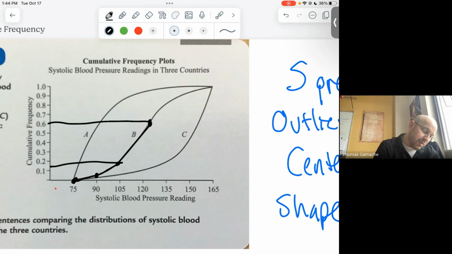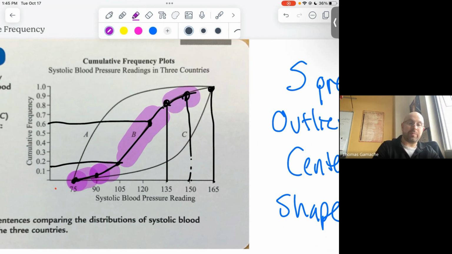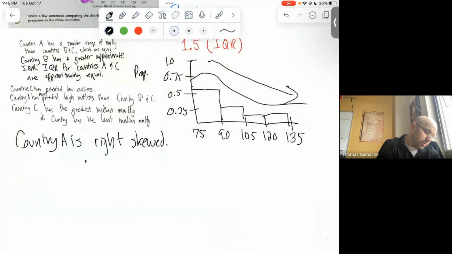And then it starts to taper off again, get less steep, less steep, less steep. So this time I kind of have a peak towards the middle. I got a big peak right here, and then you notice on each end I've got really shallow drop-offs. So I could say country B, excuse me, is approximately normal.